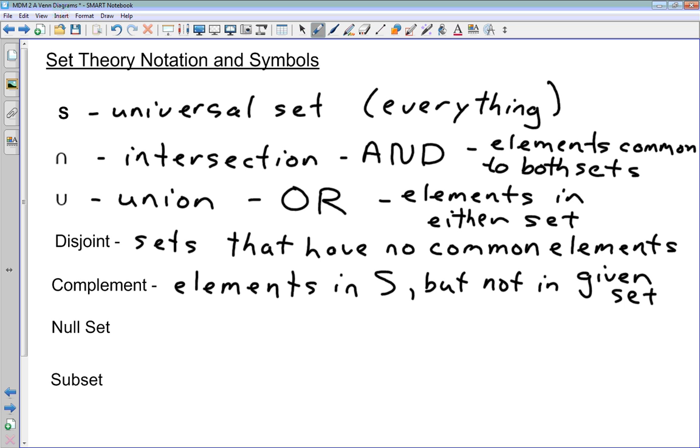The null set is just a way of saying that the set has no elements. Or it's an empty set. And often we denote the null set with a zero with a slash through it. Null, nothing in there.